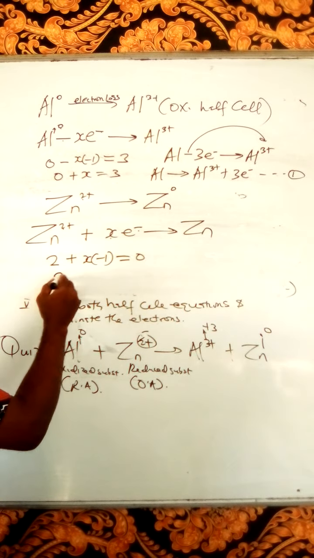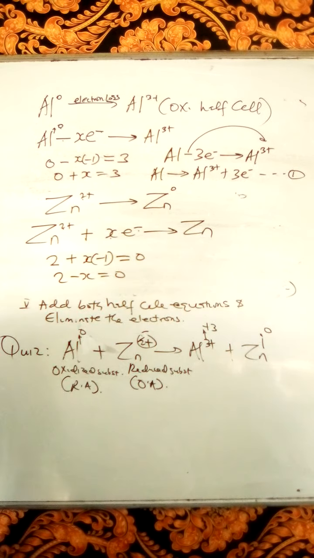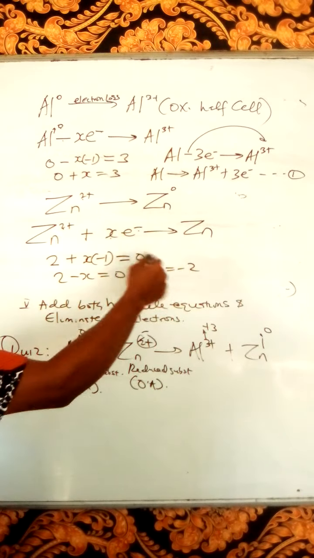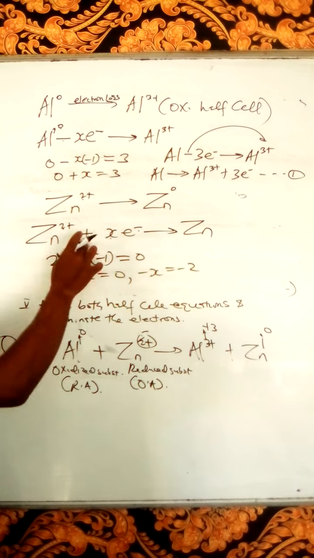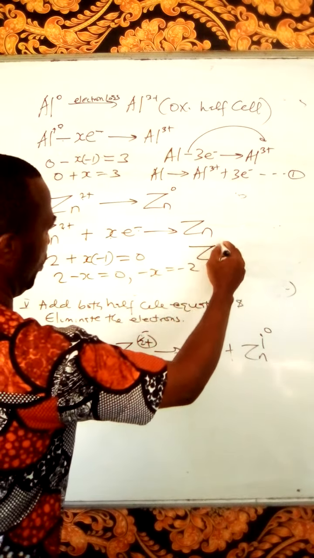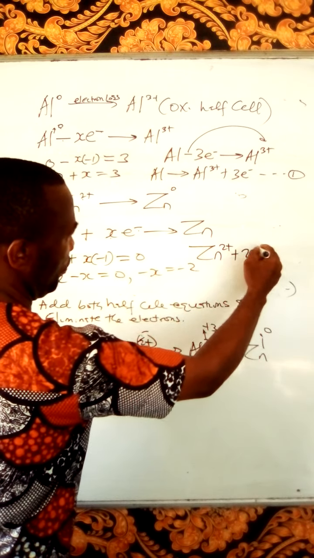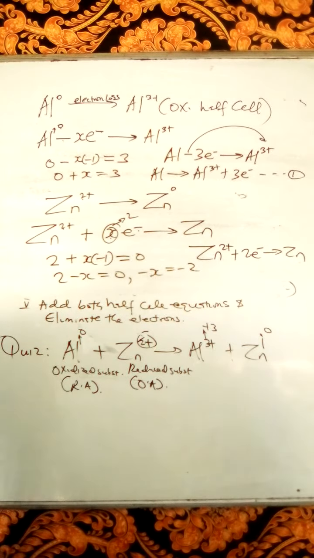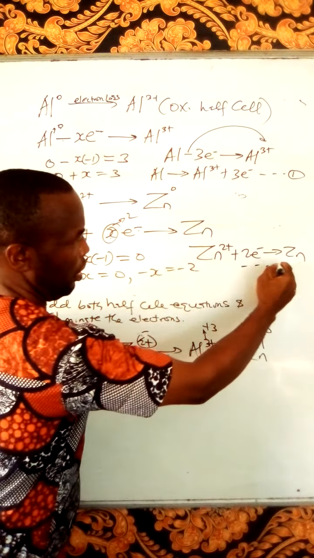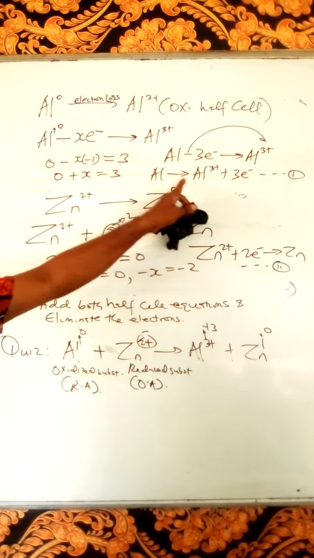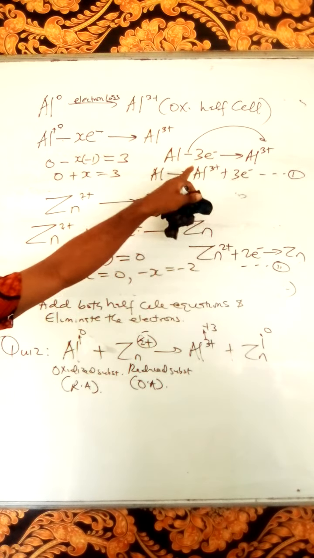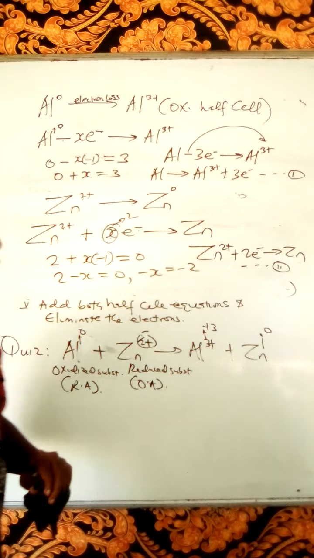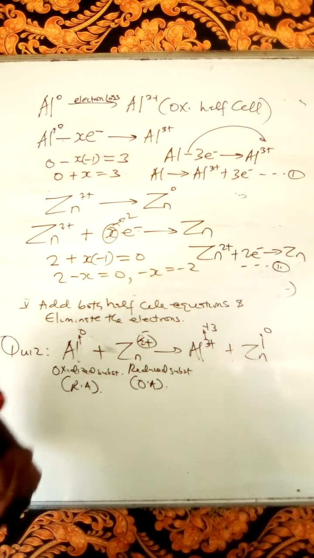So you have 2 minus x equals 0. Then minus x is equal to minus 2. Minus cancels minus. So the resulting equation will be Zn²⁺ plus 2e⁻ giving Zn, replacing x with 2, which we obtain here. So this is equation 2 now. Oxidation equation and reduction equation. Oxidation half cell from 0 to +3, reduction from +2 to 0. We are trying to balance this equation here.